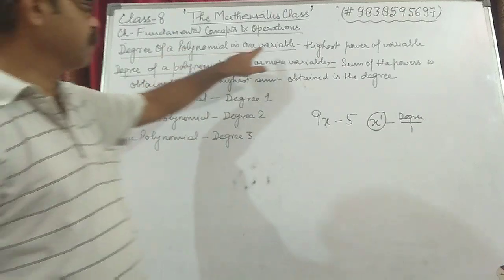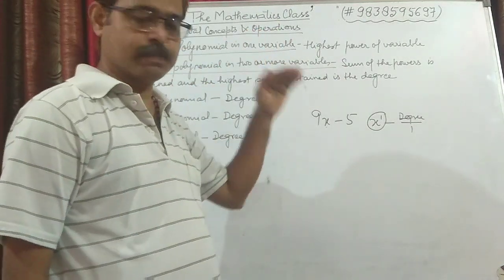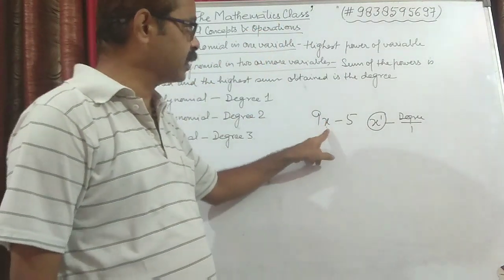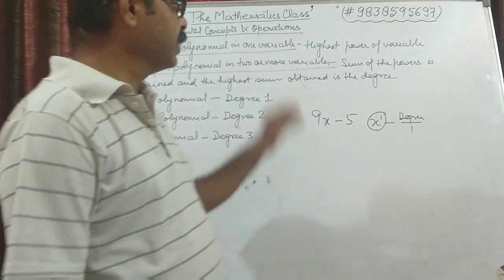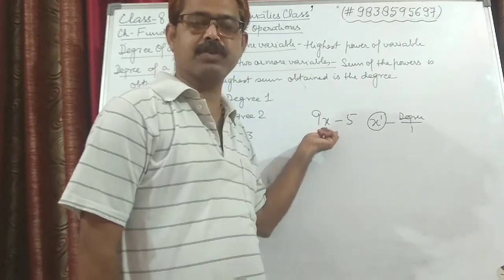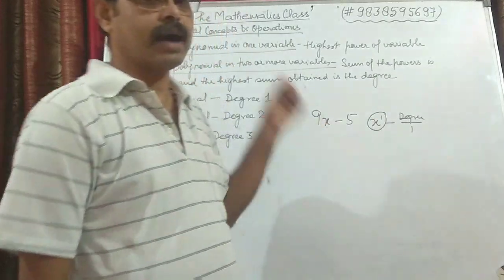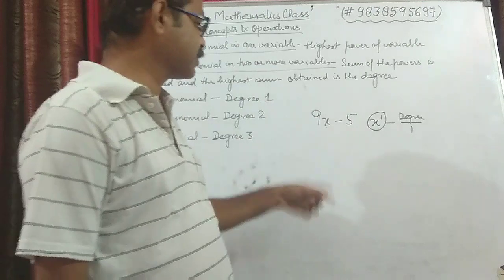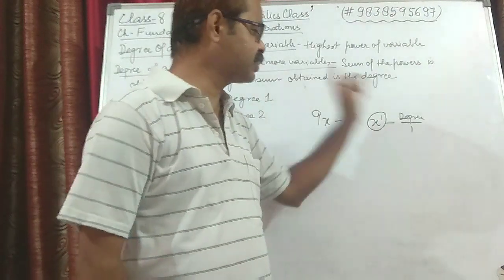Degree of a polynomial in one variable. If there is a polynomial given in one variable, what will be its degree? The highest power of the variable. In this particular example, the highest power of the variable x is 1. So the degree is 1.